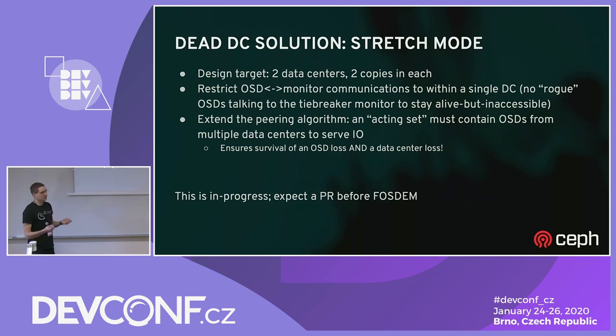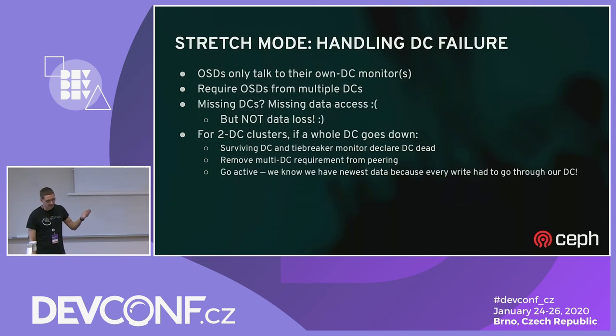And then we extend the peering algorithm so that not only do you need to have a certain number of copies, but you need copies in more than one data center. And this is in progress. I'm expecting to have a PR next week. I have like a minute and a half left. So, you know, this works, or at least it will work.